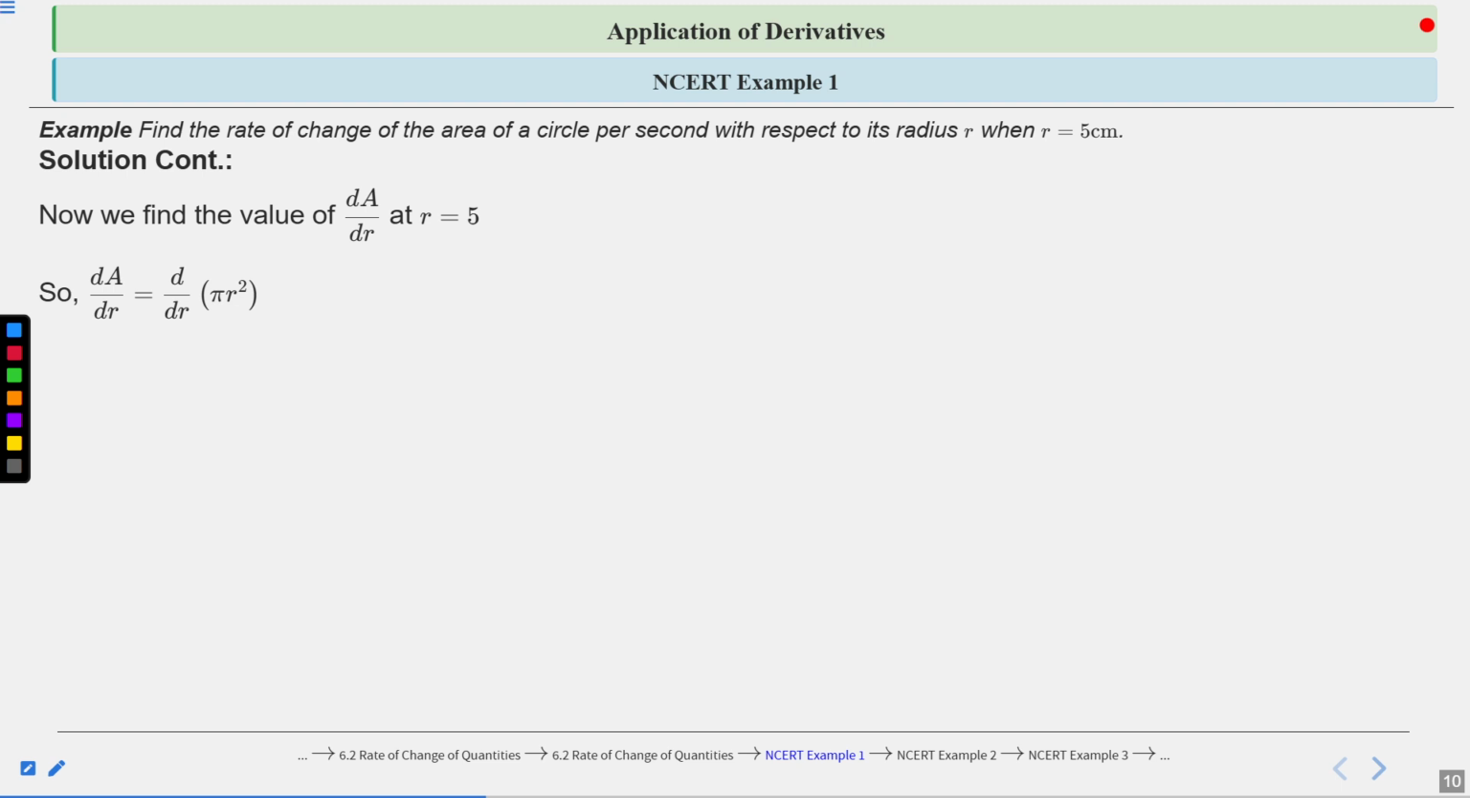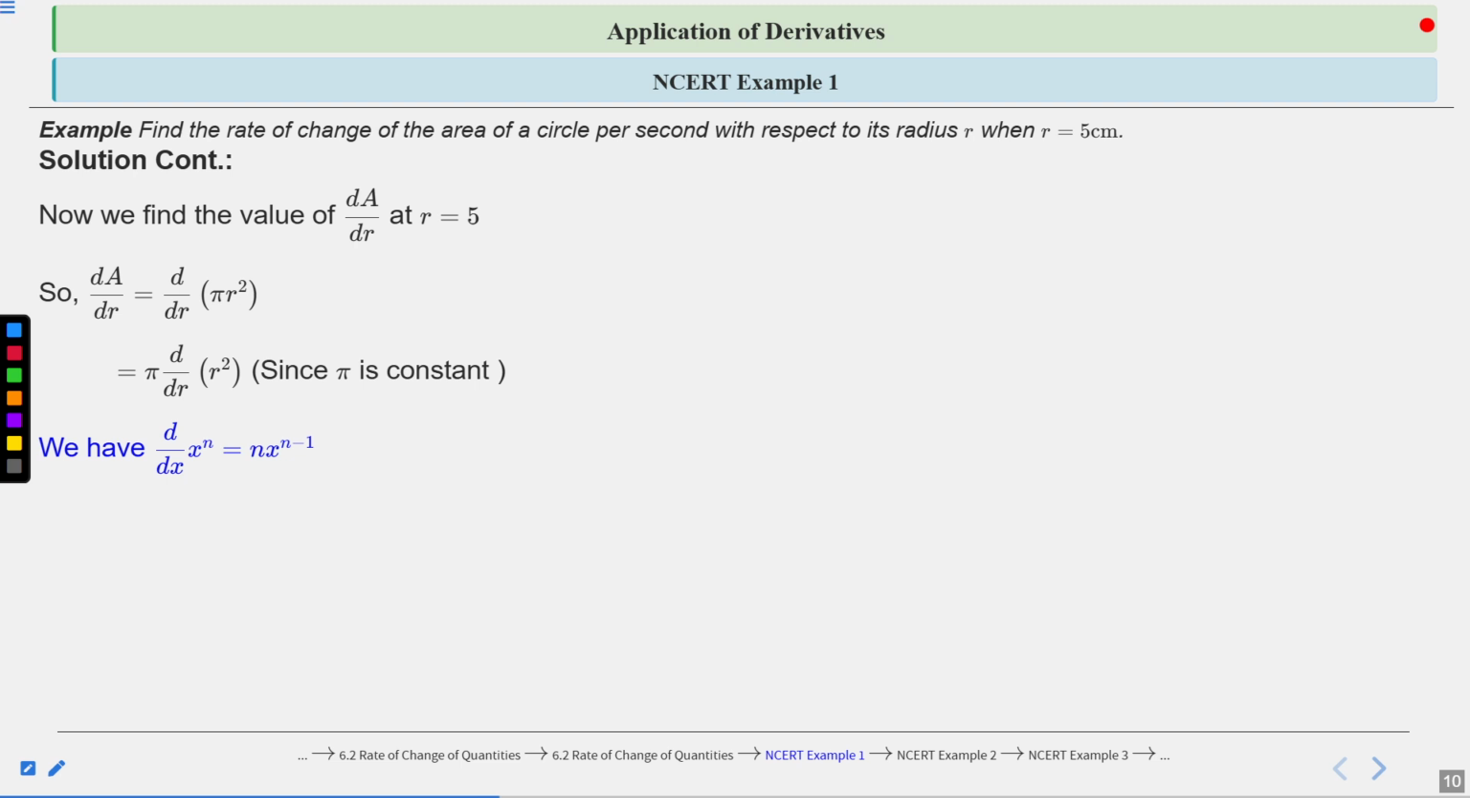So, dA upon dr will be equal to d of pi r square upon dr, which will be equal to, since pi is a constant, it will come out. So it will be equal to pi times d upon dr of r square.